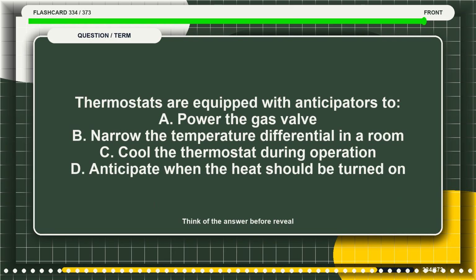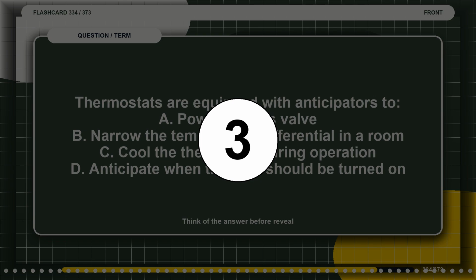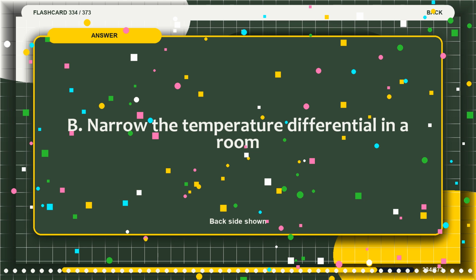Flashcard 334. Thermostats are equipped with anticipators to: A. Power the gas valve. B. Narrow the temperature differential in a room. C. Cool the thermostat during operation. D. Anticipate when the heat should be turned on. Think of the answer before the reveal. The answer is B. Narrow the temperature differential in a room.